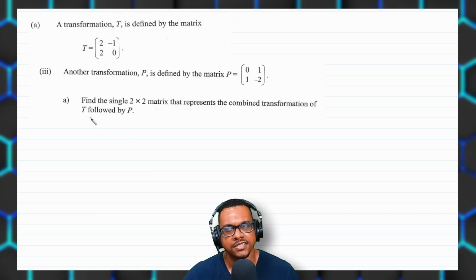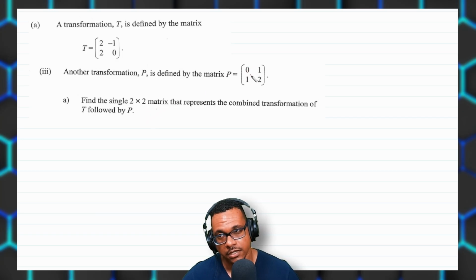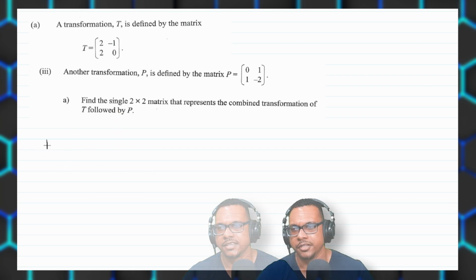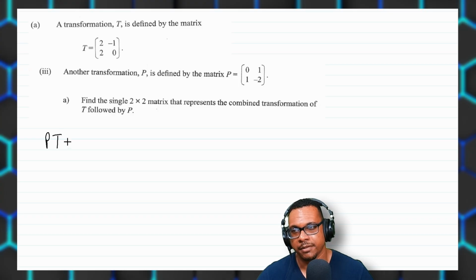Now, once you see T followed by P, I know you'll be tempted to put T first and then P. What we have to do is multiply these two transformation matrices, and it's going to go in the reverse order. So we're actually going to multiply the transformation matrix P by the transformation matrix T to get the single transformation matrix for T followed by P. So just like the reverse. Your answer to this question is the transformation matrix P multiplied by T.